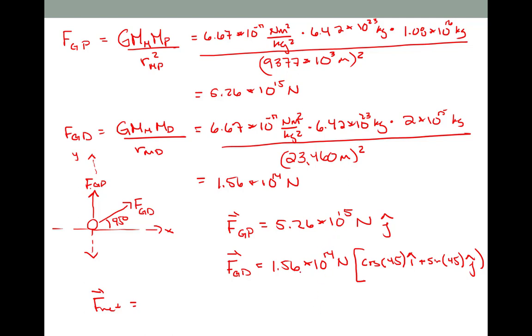In the i hat direction, I only have the x component of the force due to Deimos, which is 1.10 times 10 to the 14th newtons. In the j hat direction, I have both the force from Phobos and the y component of the force due to Deimos. And if you add those two together, you get 5.37 times 10 to the 15th newtons j hat.